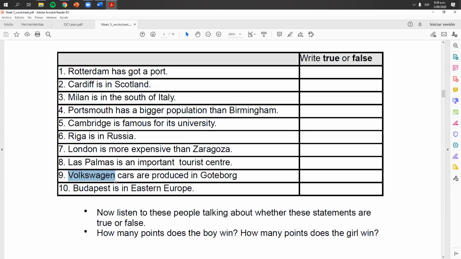So Volkswagen cars are produced in Göteborg. So that was a pronunciation. Volkswagen or Volkswagen, remember. And Budapest is in Eastern Europe.